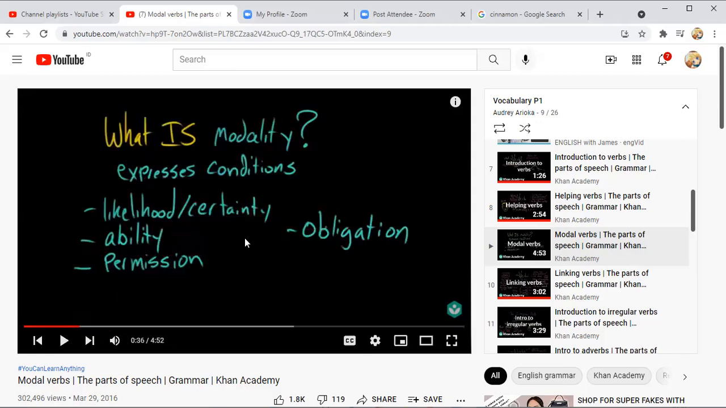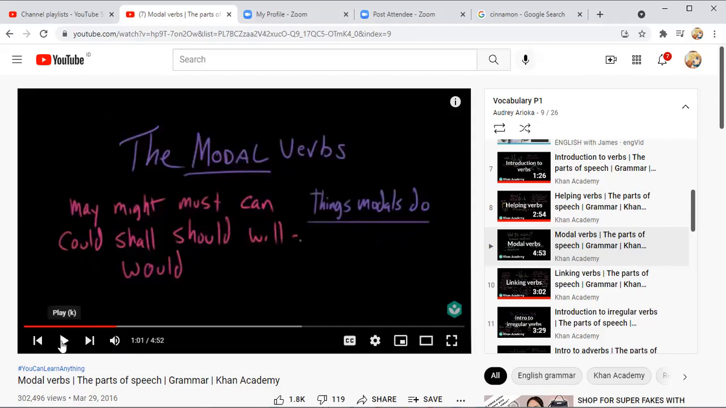Okay. Jadi modal verb is again expressing condition. Jadinya itu untuk menerangkan tentang kondisi. Like likelihood or certainty, possibility ya. Jadinya itu kayak apakah sesuatu itu bisa terjadi. And then ability itu kemampuan. And then permission, izin, and obligation. Obligation itu harus, keharusan.